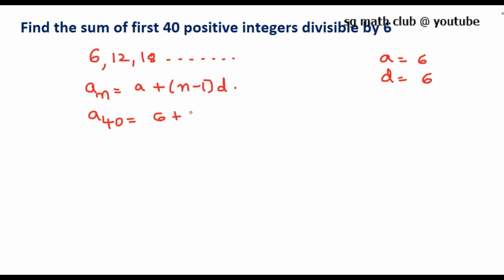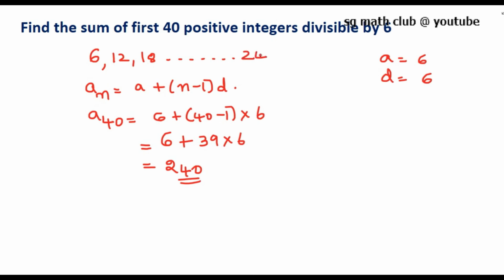A40, because 40 positive integers you need to find. 6 plus 40 minus 1 into 6. So 6 plus 39 into 6, when you do that, is equal to 240. Now we need to find the sum of these positive integers, that is 6 plus 12 plus 18 etc. up to 240.